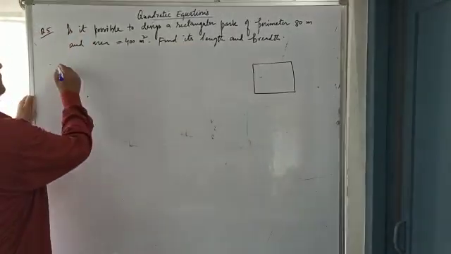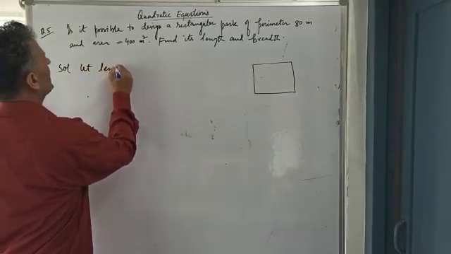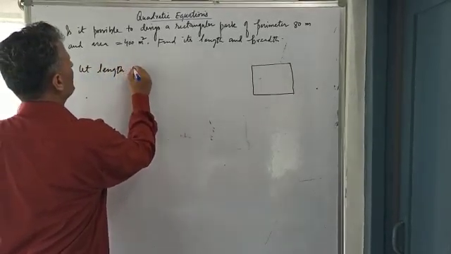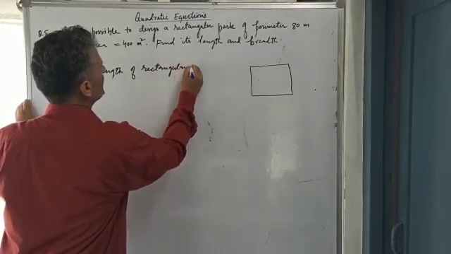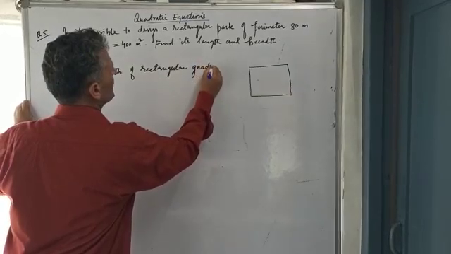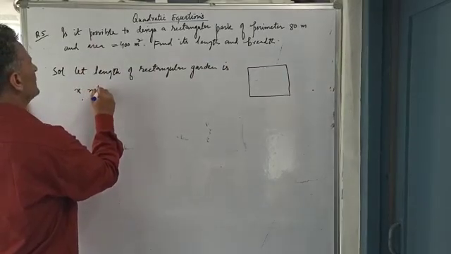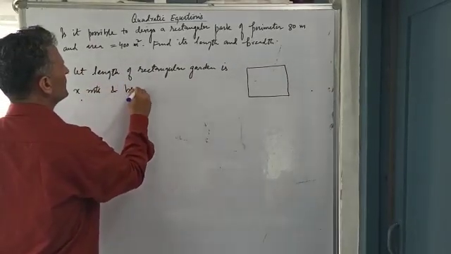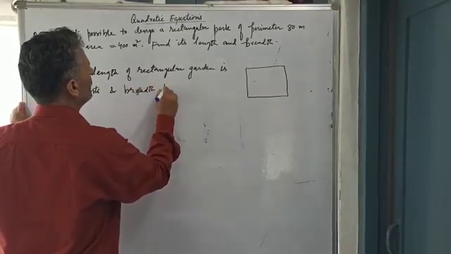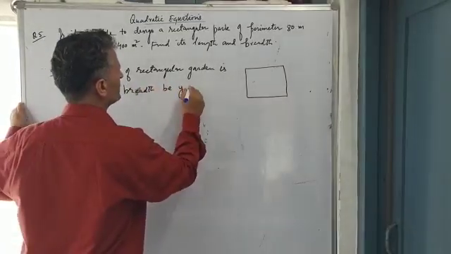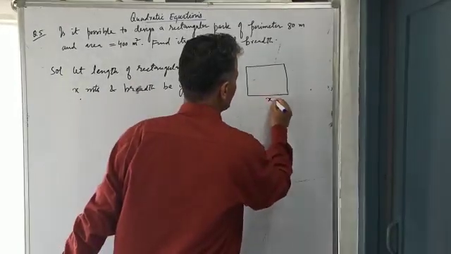We will suppose, let length of rectangular garden be x meters and breadth be y meters. Therefore, let length be x and breadth be y.